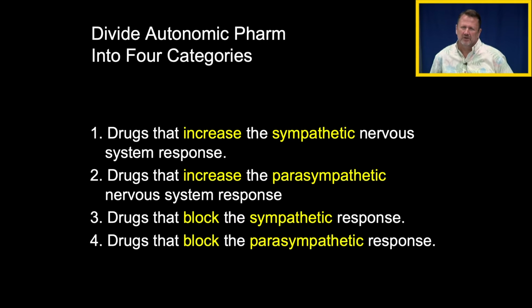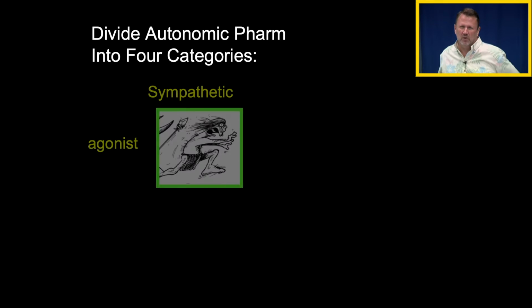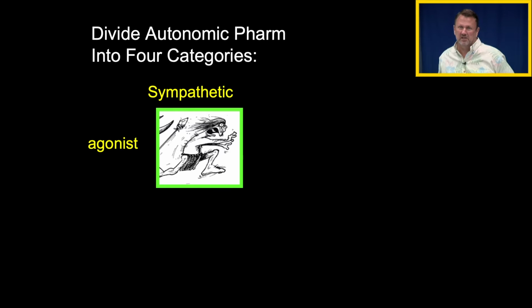Again, we're going to talk about drugs that increase the sympathetic nervous system response, drugs that increase the parasympathetic nervous system response, drugs that block the sympathetic response, and drugs that block the parasympathetic response. And we'll divide them up into our little 2x2 square. There's our drugs that increase the sympathetic nervous system response. That's why there's a little green square around my icon for the sympathetic nervous system, because sympathetic agonists and sympathomimetic drugs are going to increase the sympathetic nervous system response.